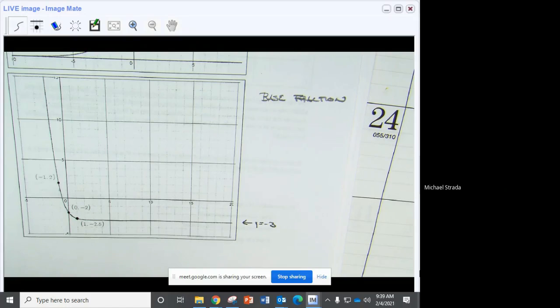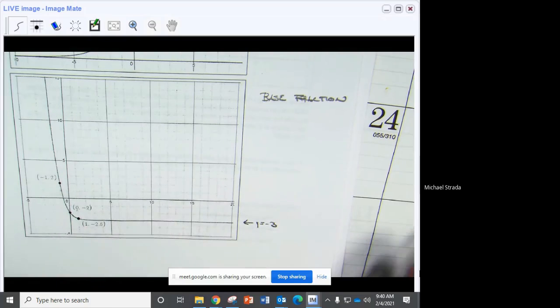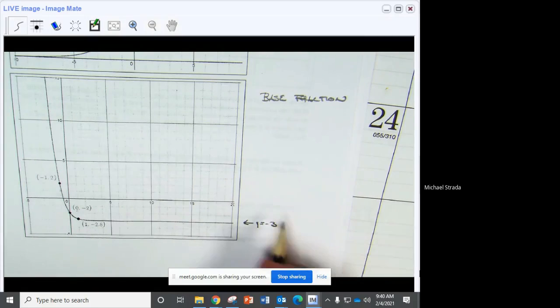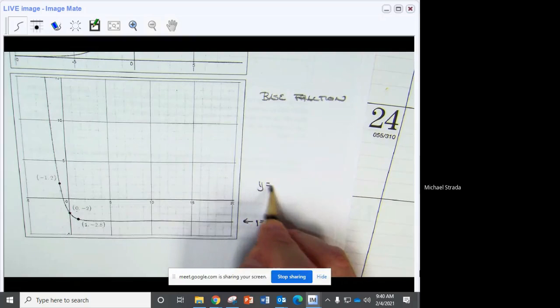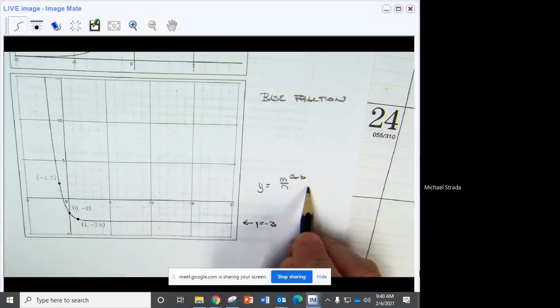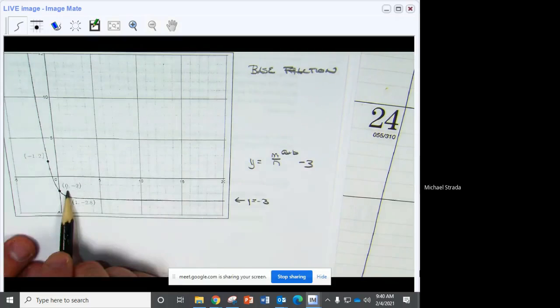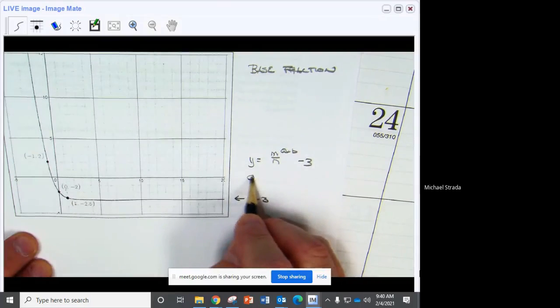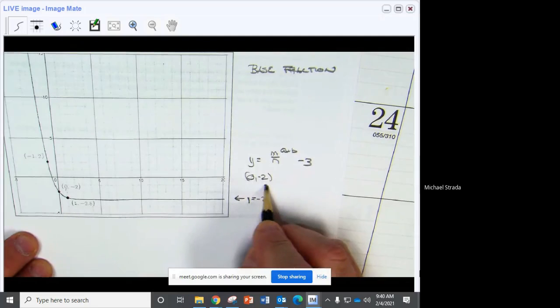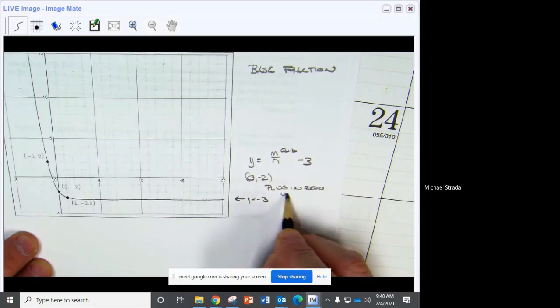All right. 0, -2. The fact that it's decreasing means that it's obviously going down. So it would be in the form y equals (m/n)^(x+a) minus 3. So that's what you're looking for. The y-intercept is (0, -2). Plug in 0 until you get -2.